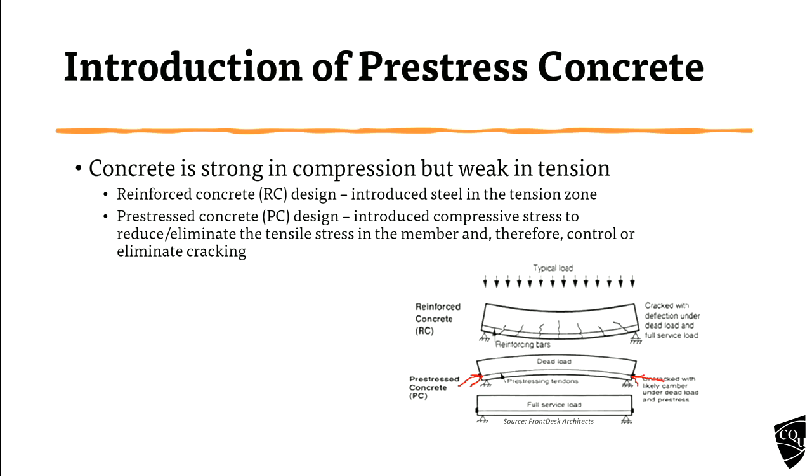In this example, the beam bends downwards. So we will see the bottom part will be under tension. So we apply some compressive force in the bottom zone. Okay, that means below the neutral axis, because below the neutral axis will have tension. So we apply some compressive force.